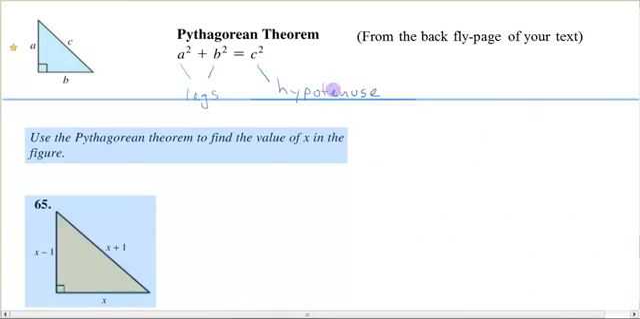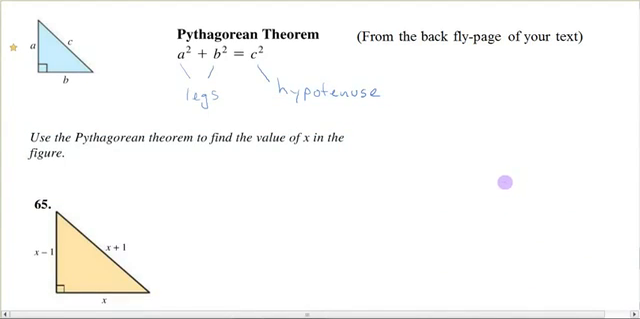All right, now we're going to use the Pythagorean theorem to find the value of x in the figure here. Okay, a little different here. I have a squared plus b squared equals c squared. Let's see what we can do. A is the length of one of the legs, so it's x minus 1. But I have to square it. If I want to square that entire x minus 1, I'm going to need to put that in parentheses.